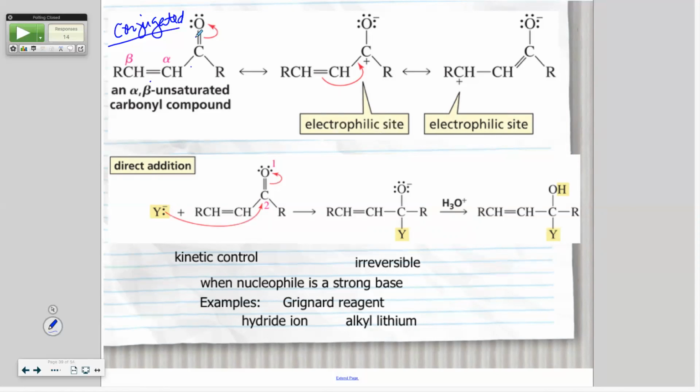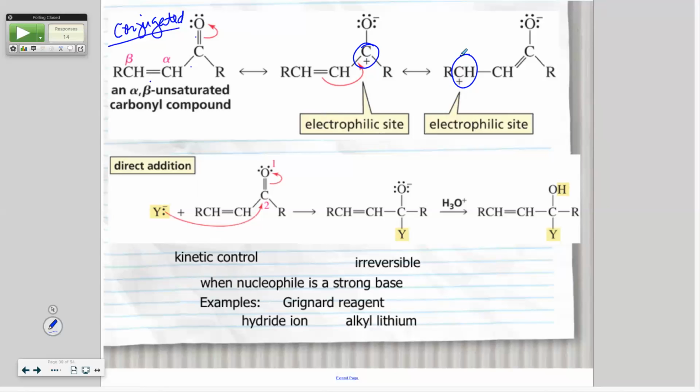Notice that there are two spots that are electrophilic. Two spots that got a plus on them. This spot and this spot. So if you're a nucleophile and you're going to come in to this molecule, you've got two possibilities. You can go to the beta carbon or you can go to the carbon of the carbonyl. How negative you are will vary which site you go to.